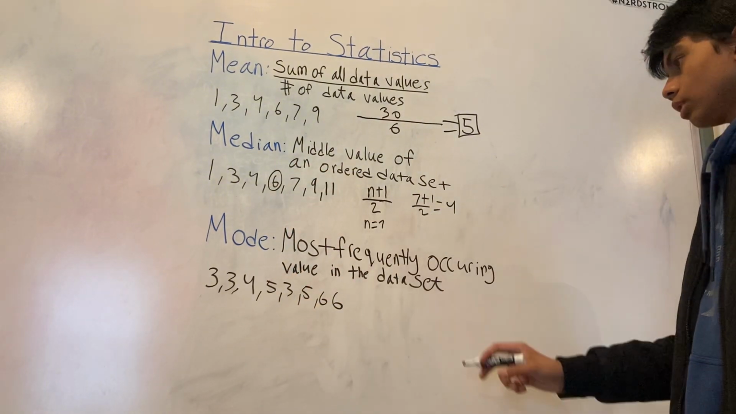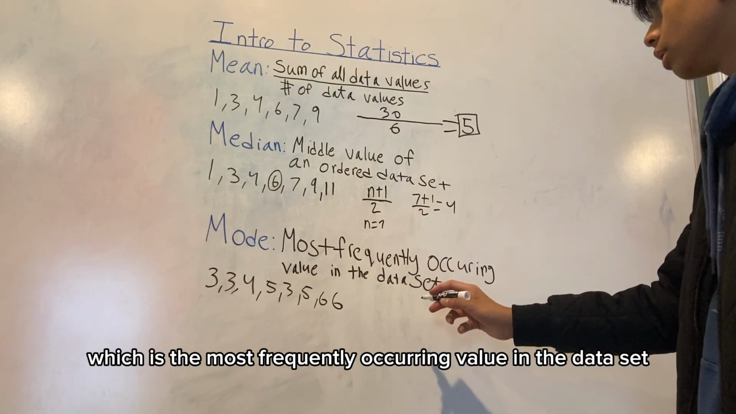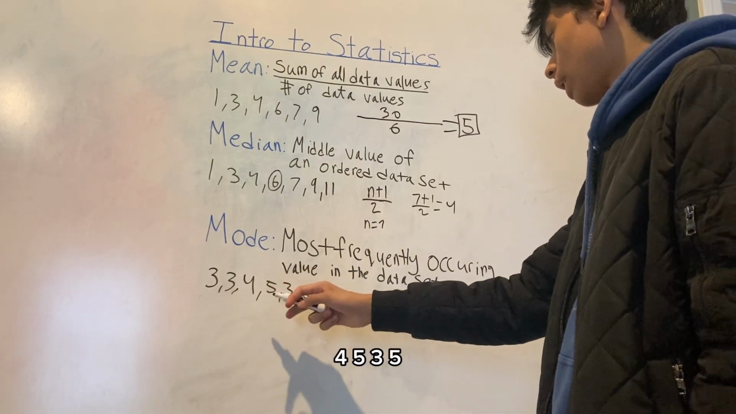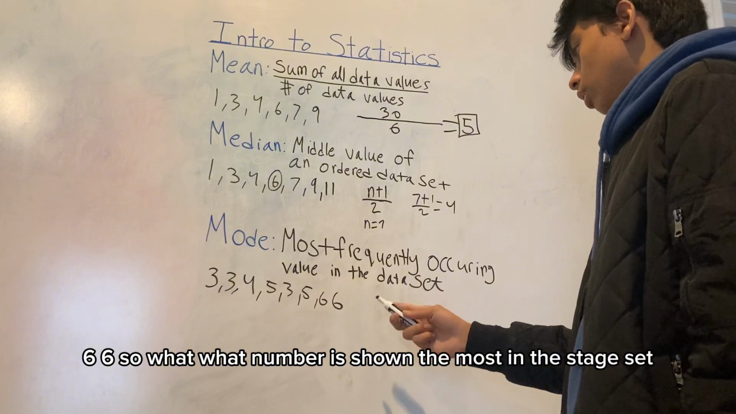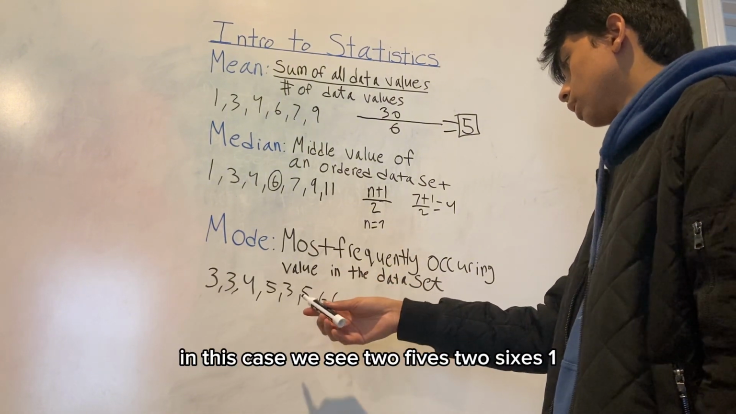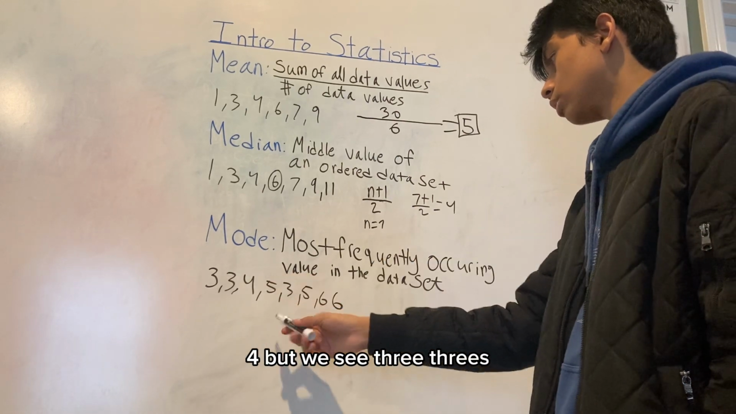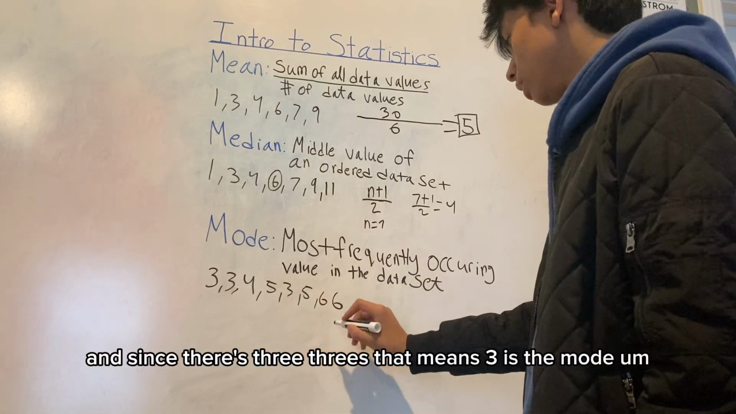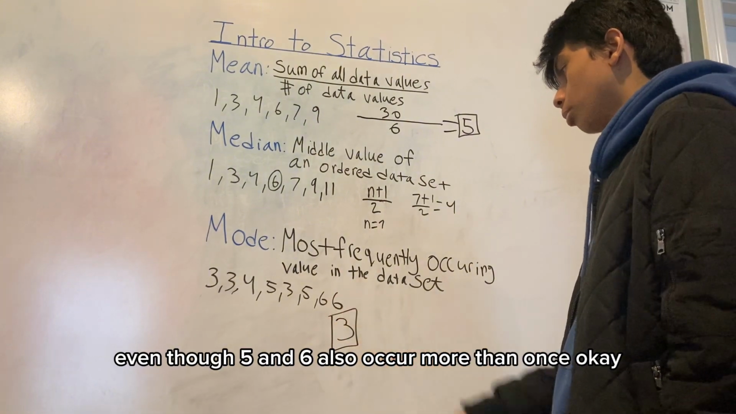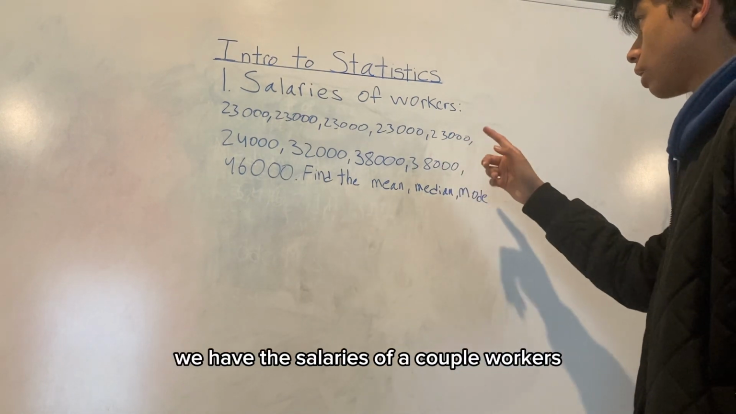Okay? And then the last is mode, which is the most frequently occurring value in the data set. So let's say we have another data set here: 3, 3, 4, 5, 3, 5, 6, 6. What number is shown the most in this data set? In this case, we see 2 5s, 2 6s, 1 4, but we see 3 3s. And since there's 3 3s, that means 3 is the mode, even though 5 and 6 also occur more than once.